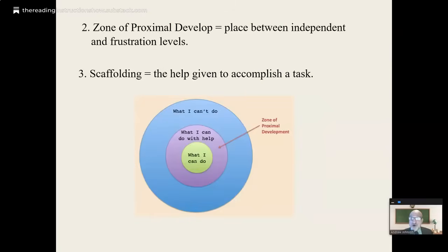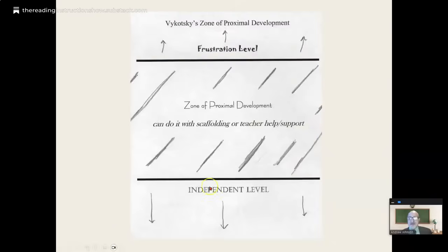Now, this zone of proximal development, that's the place between the independent level and the frustration level. Independent: I can do it on my own, without any help. Frustration level: no matter how much help I get, I can't do the task. And here's this nice place in the middle, the zone of proximal development. We can do the task if we have a little help or scaffolding.